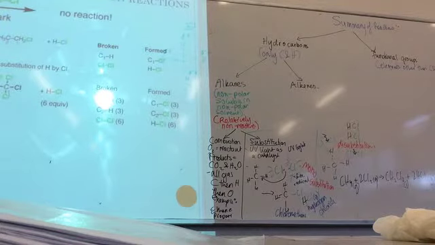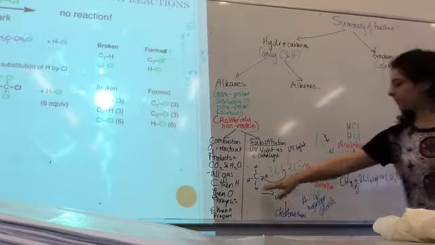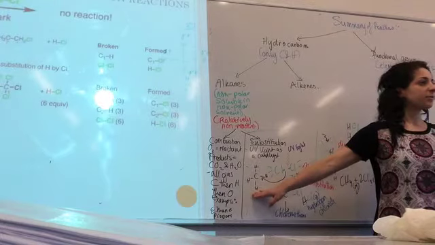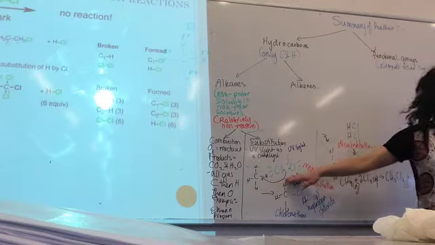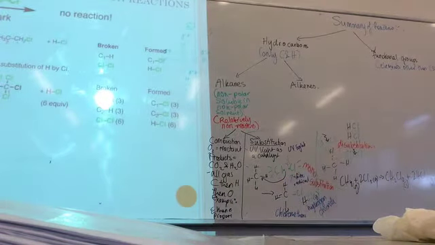Excellent. So there's no way to control whether you're going to get a mono or a disubstitution reaction. But if you put less chlorine, you tend to get the monos. And then if you put more chlorine, you tend to get the di, tri, tetra substitutions. So there's no way to control it because remember, you've got billions of these molecules reacting with billions of those molecules. But they also found something else.